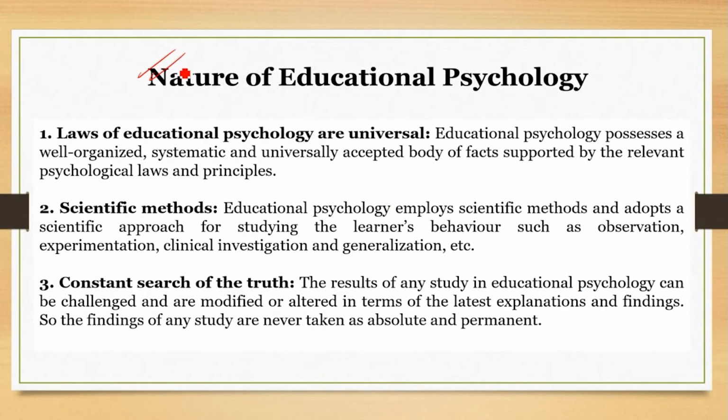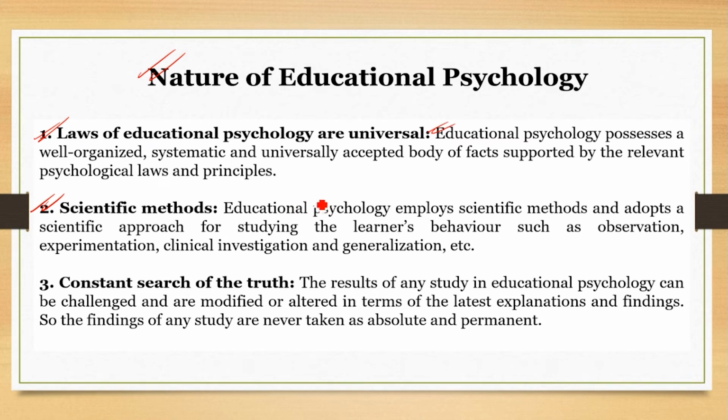Next, let's understand the nature of educational psychology. Having understood what educational psychology is, we'll look forward to see the nature of it. The first one, the laws of educational psychology are universal. Educational psychology possesses a well-organized, systematic, and universally accepted body of facts supported by the relevant psychological laws and principles. Means the laws of educational psychology are true everywhere. It is not constructed based on a particular community or a particular region. It is universal.